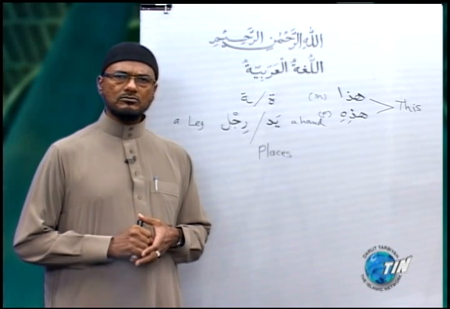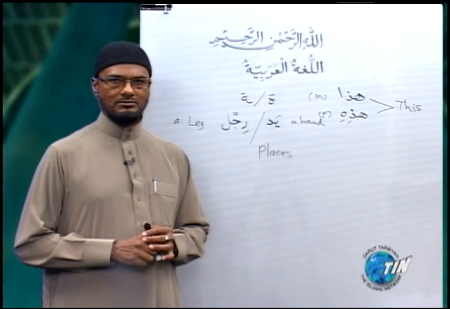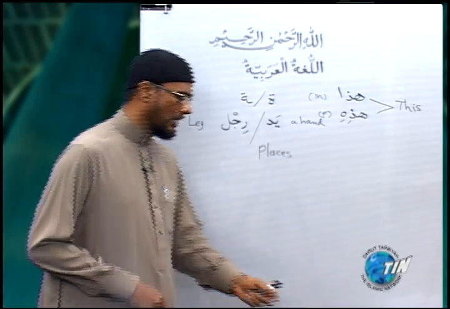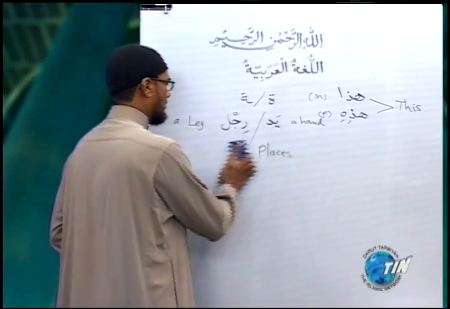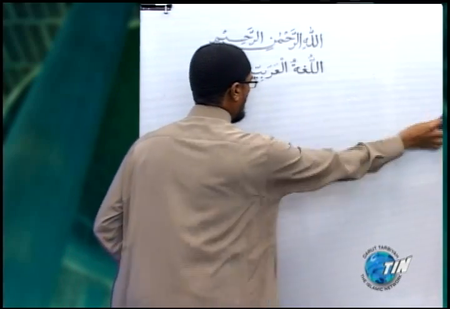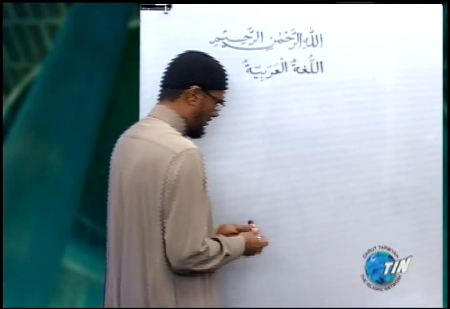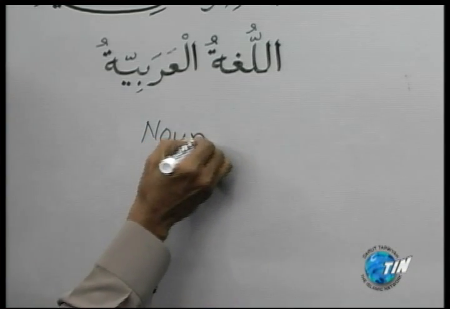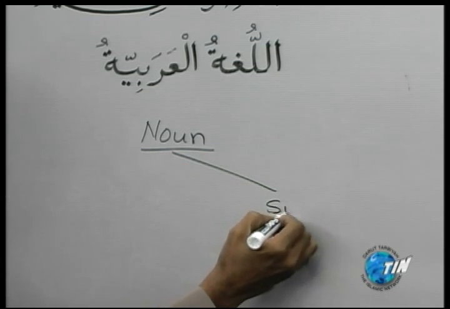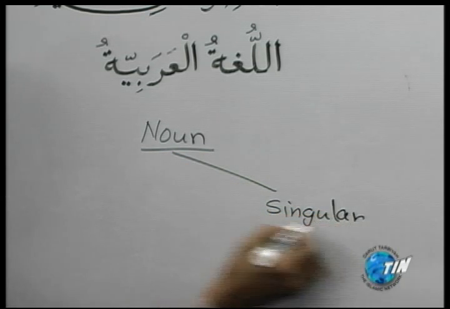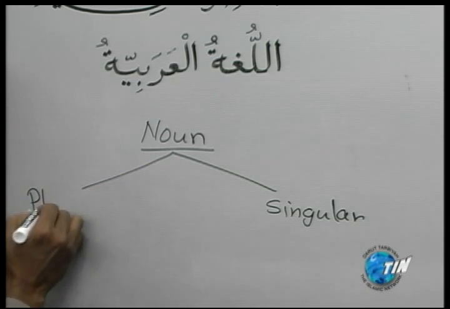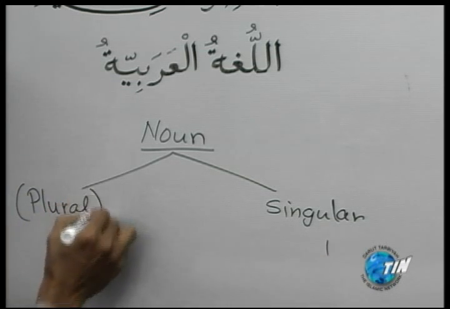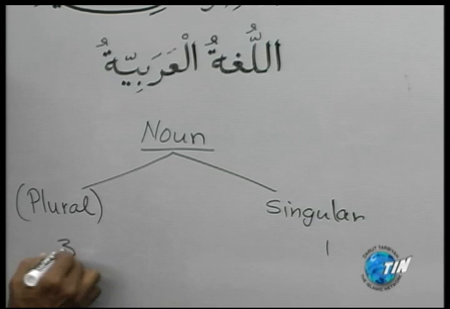Today, inshallah, we'd like to talk about the number. The number meaning whether the noun is singular or plural. In the English language, of course, we have 2 numbers. You have singular and we have plural. In the Arabic language, we have 3 numbers. So a noun could either be singular or plural. Singular meaning 1 and plural means 3 or more than 3.